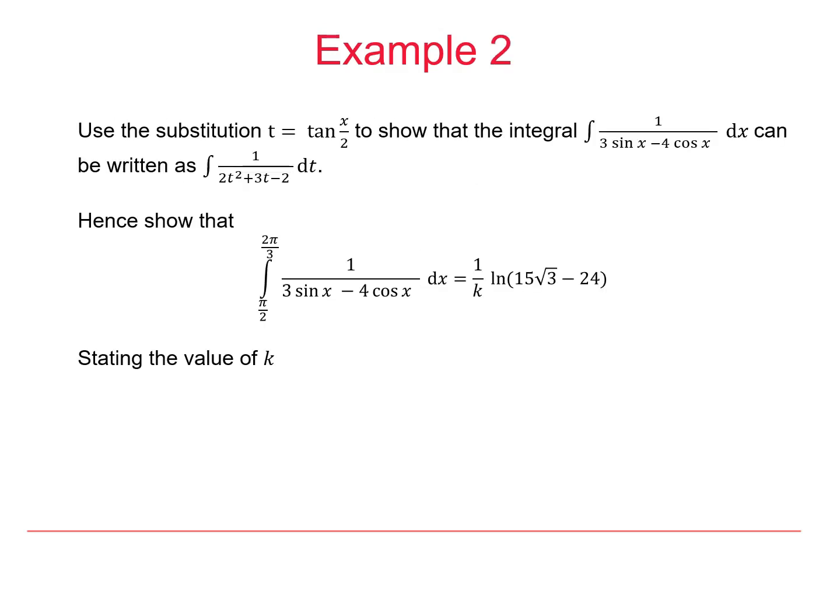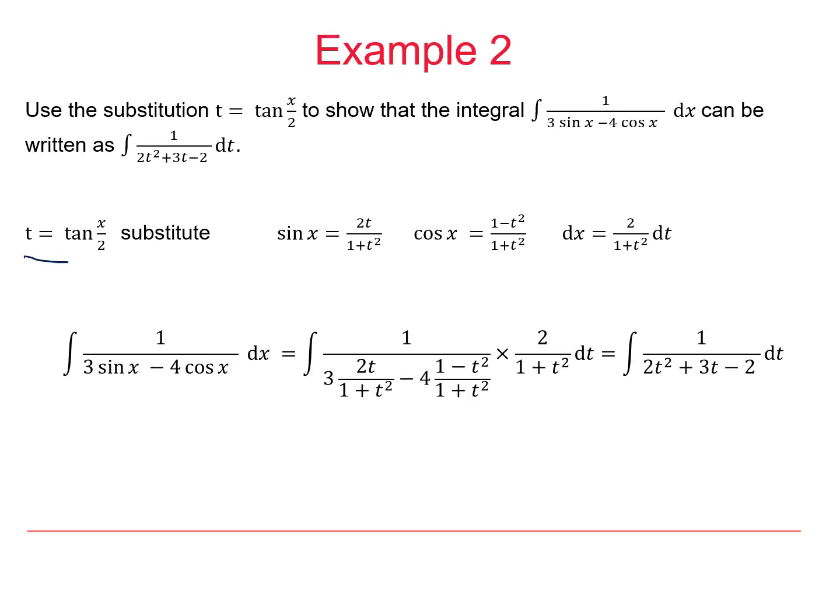So here's a more complicated example. We've got to first off show that we can do that transformation by using the substitution t equals tan x over 2, and then we have to evaluate a definite integral. And we're given a good hint as to what the form of the answer should be, and we just have to find the value k. So let's go ahead and see if we can do the first part.